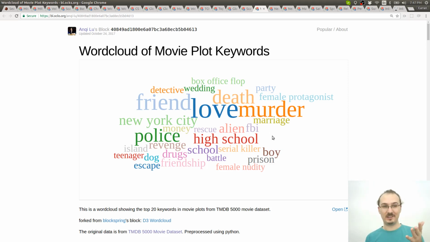This was cool to see too, a word cloud. The word cloud of movie plot keywords. Pretty cool. Love, murder, and death. And police, that pretty much sums up all movies, right?